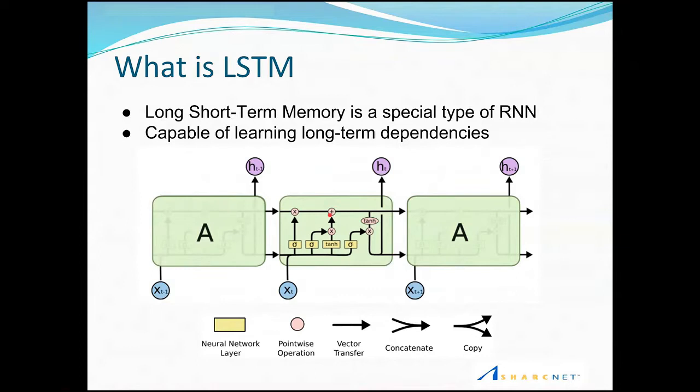But all this plus and multiplication are pointwise operations. That means if we have a vector, it's an element-wise operation. And we do something similar for the output. Here we generate the output from the internal state by using the tanh function. The difference is that tanh generates a value between minus 1 and 1, whereas sigmoid generates a value between 0 and 1. We also use a similar gate to control how much of the new output passes through. And then this is the output.